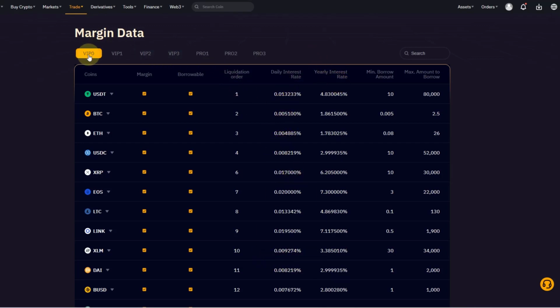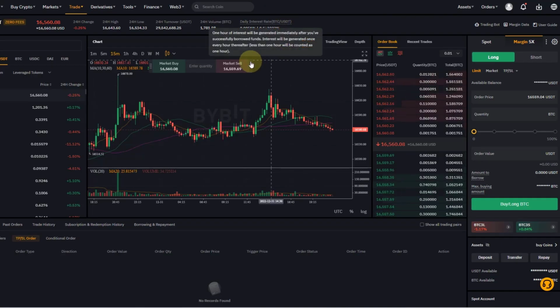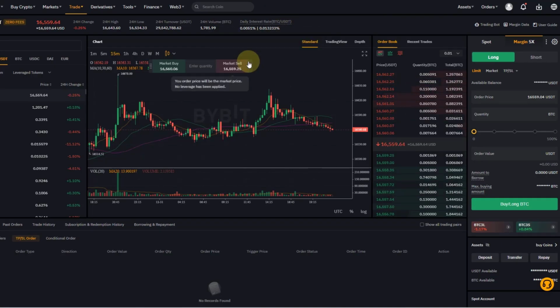You can see here, if you compare VIP 0 to Pro 3, you pay a lot less in interest, depending on the asset. But that's just something you need to be aware of, that you actually pay an interest rate, because that will obviously come off your profits, or it will add to your losses. Because, very important, when you do leverage trading, and you should know what that means, you're borrowing funds or money from the exchange so that you can use more money to trade.